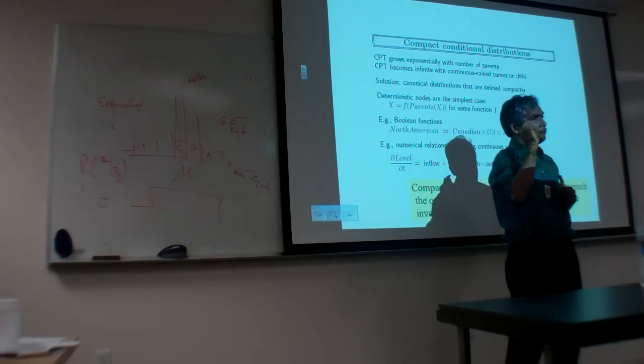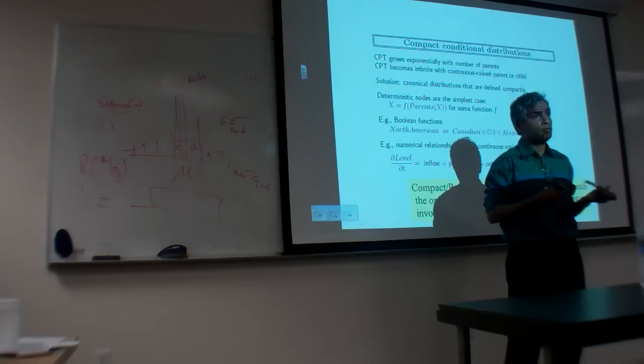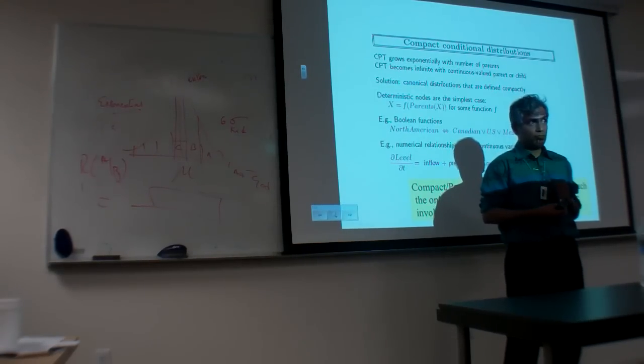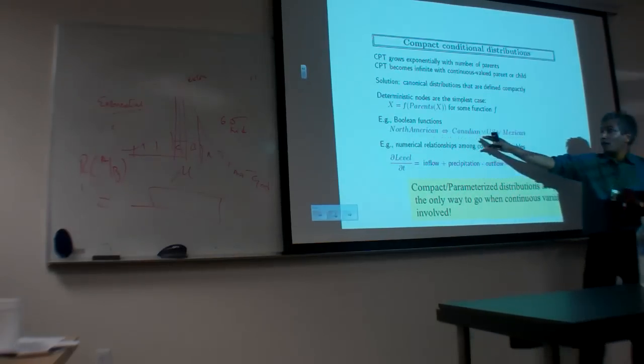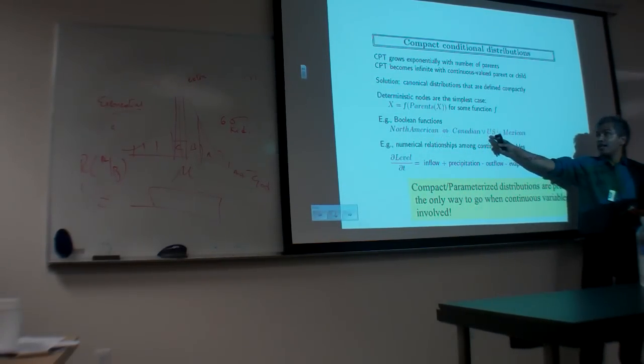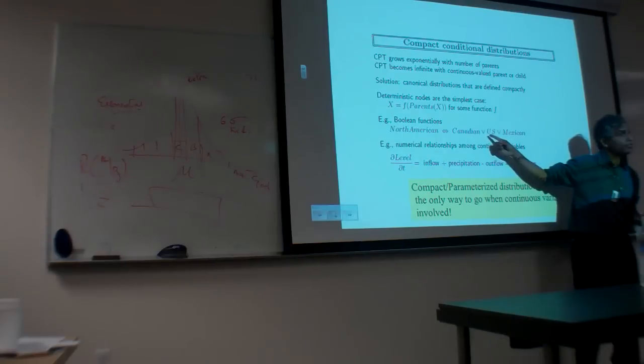By the way, that would partially answer the question I asked on the thinking cap. What happened to dependencies? They're there in deterministic cases too. So for example, I could have Boolean functions. North American could be a node which is really Canadian or US or Mexican. That's what the relationship is. So if I just write this, you can convert this into a CPT now.